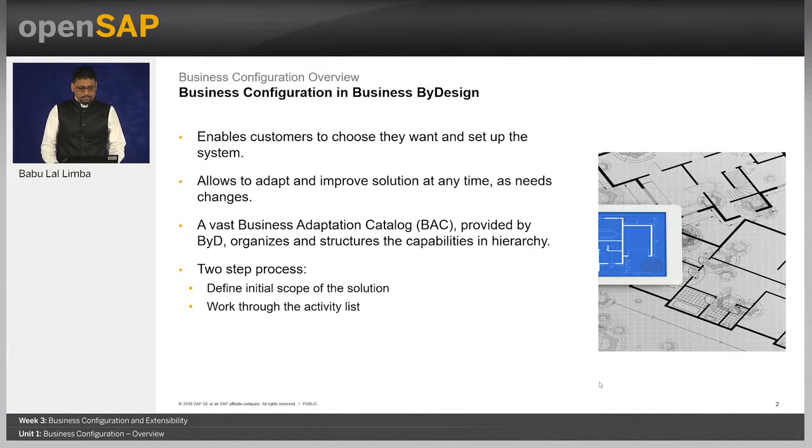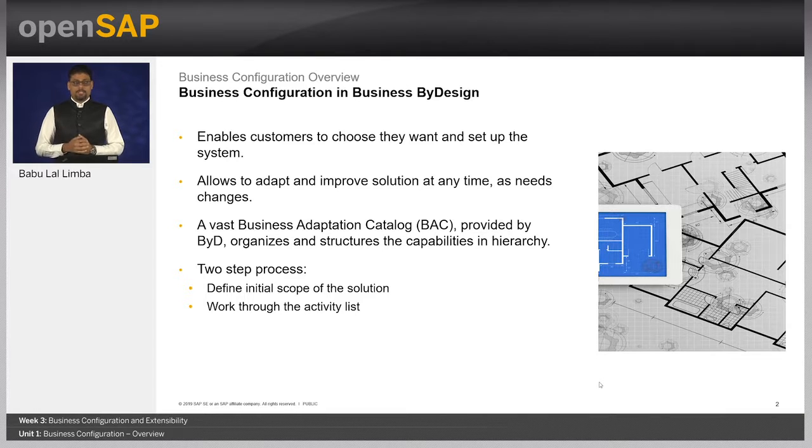Moving to the next slide, business configuration in Business by Design. One of the key features of Business by Design is business configuration, which helps the solution to be configured as per the customer's need. Customers can choose what functions they want to use from a vast catalog known as Business Adaptation Catalog, in short BAC, which is built in Business by Design. Additionally, customers can fine tune the functions to align with their business needs through business configuration activities. It also allows you to adapt and improve your solution at any time as your need changes.